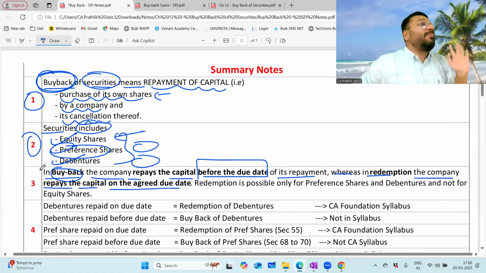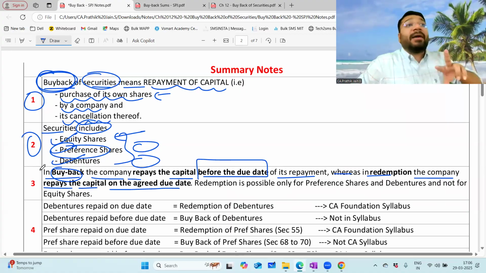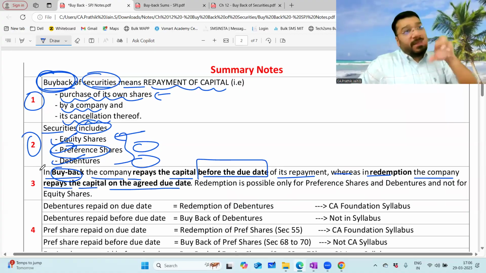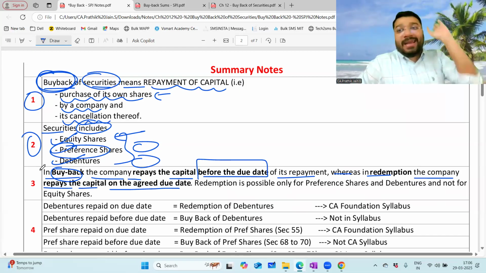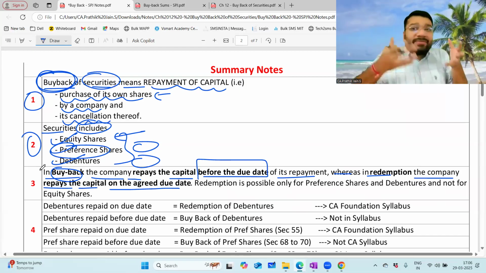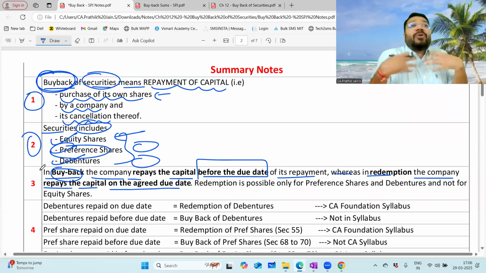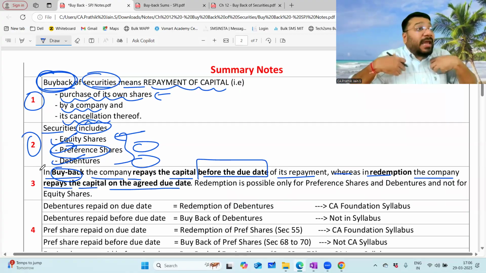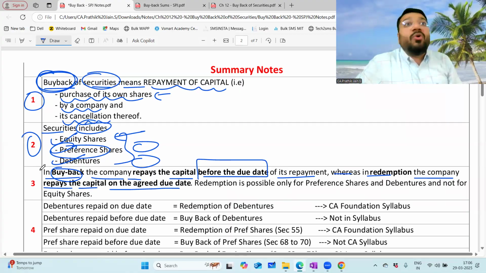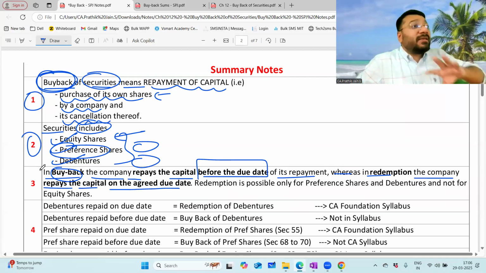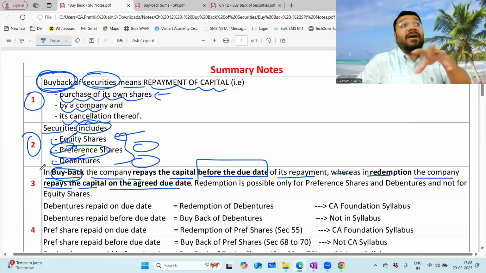Yes, buyback is possible. So what is buyback? Buyback is repayment of capital on an unplanned date. It's an unplanned event and activity. Today I have surplus money. I feel, why should I keep that money with me? Rather, I will repay the money back to the owners. So it is an unplanned event, whereas redemption is a planned event.